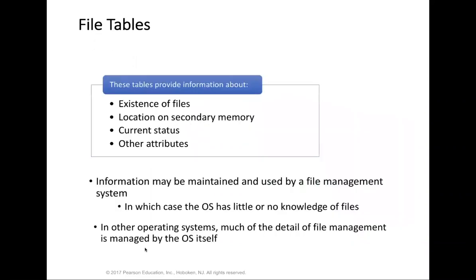The following set of tables are the file tables. The operating system may also maintain file tables. These tables provide information about the existence of files. They provide information about the location on the secondary memory, their current status, and other attributes. Much, if not all, of this information may be maintained and used by a file management system. That means the operating system has little or no knowledge of files. In other operating systems, we might see that much of the detail of the file management is managed by the operating system itself.